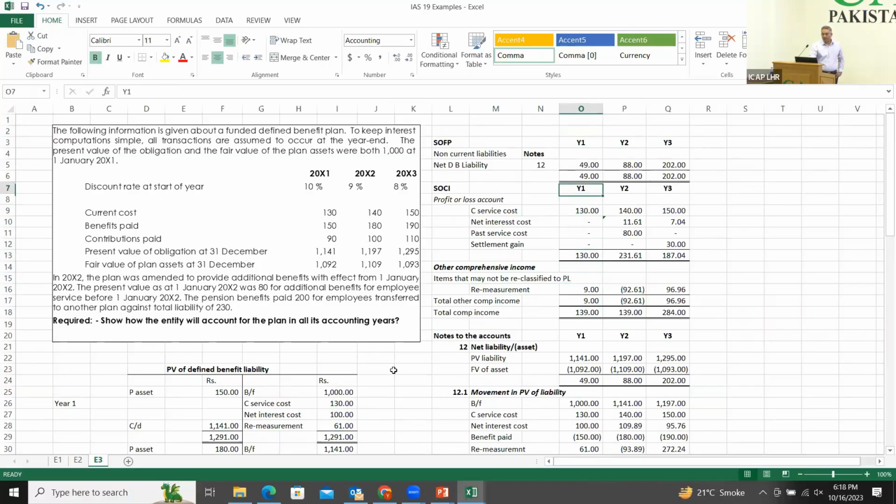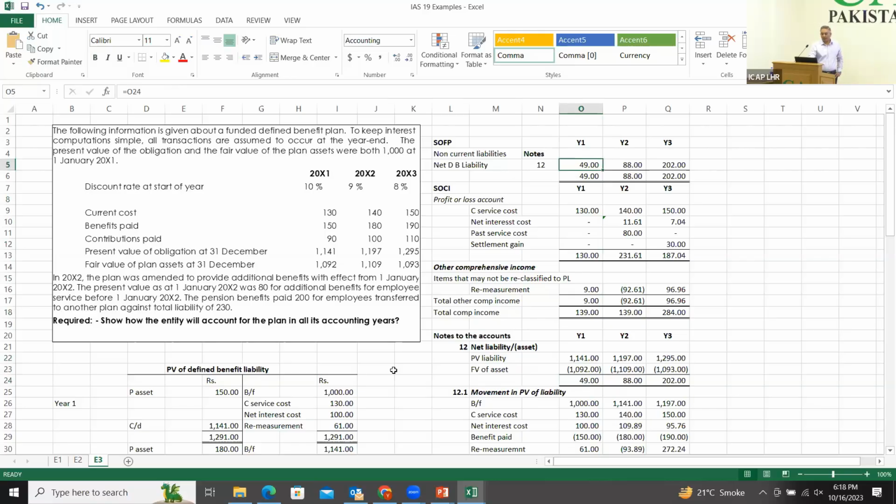Then you have opening balance, this is your opening balance. This is your closing balance of liability. This is your closing balance of asset, and this is net deficit. There's no need to apply asset ceiling. This will be your balance. This will be your liability in the balance sheet, and so on.